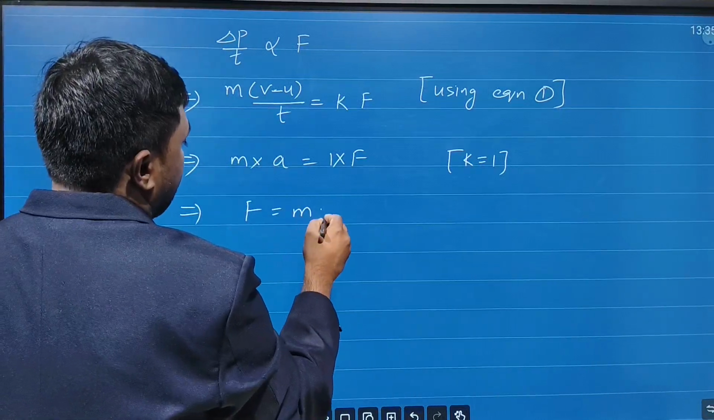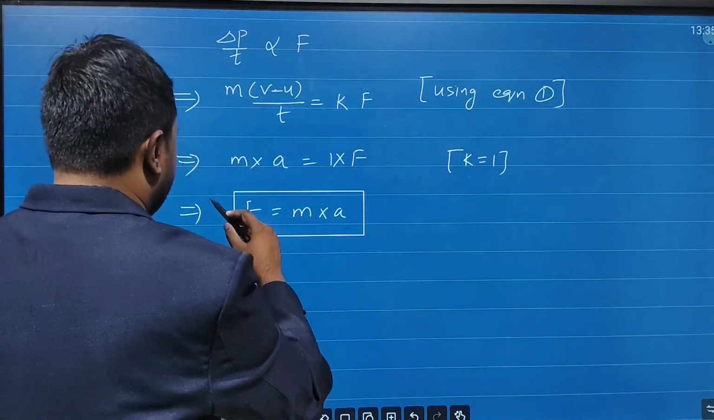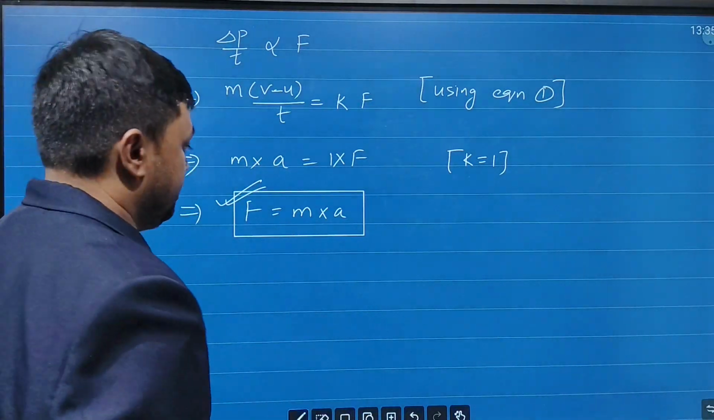F is equal to what? m into a. Am I clear? So this is a derivation which is generally asked.